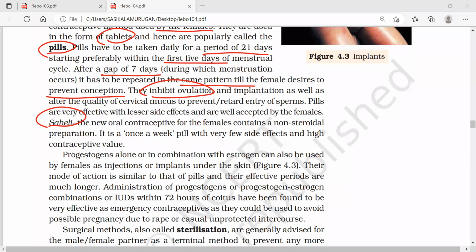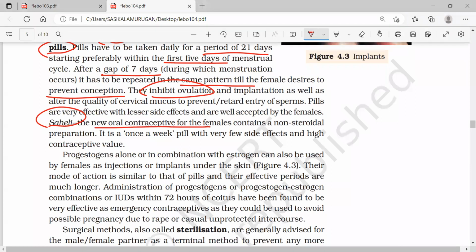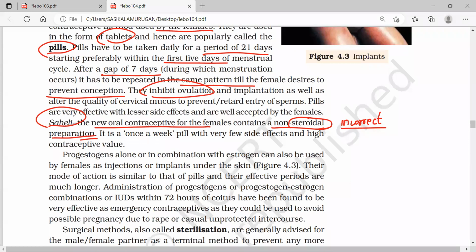This is Saheli, the new oral contraceptive for females. Note down the word: Saheli is a non-steroidal preparation. Note down, this is very important. If they mention steroidal preparation, then it could be incorrect. Okay, it's very important. It is a once-a-week pill with very few side effects and high contraceptive value. So that's why many who want to delay pregnancy or don't want pregnancy use Saheli.